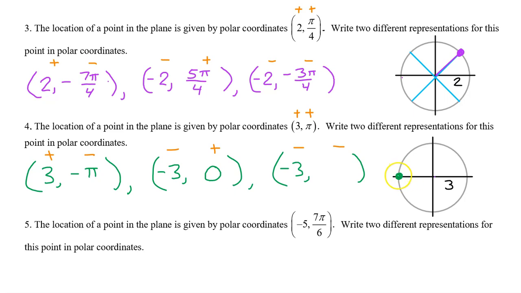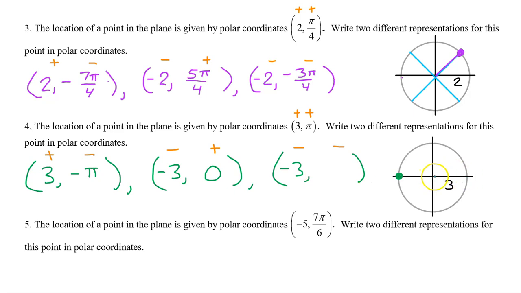I challenge you to pause the video and find another name for this point that has a negative r value and a negative value for theta. Alright, I'm going to assume that you've done that. Because of the negative r value, the terminal side of theta needs to be in the opposite direction from the point. I cannot have a negative 0. That would be the same thing as what we have.